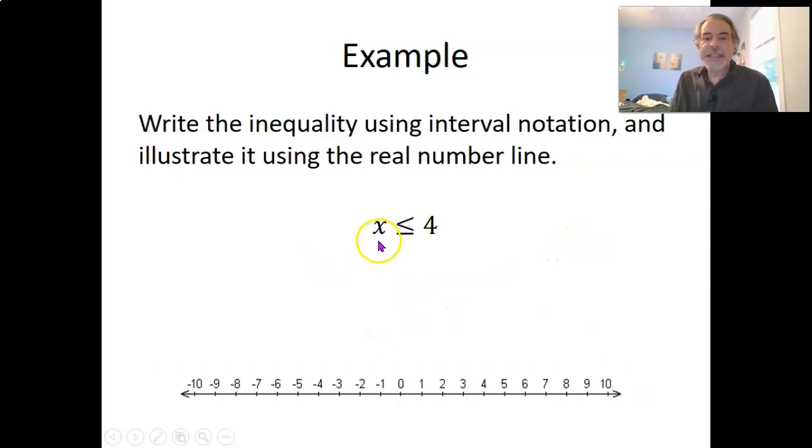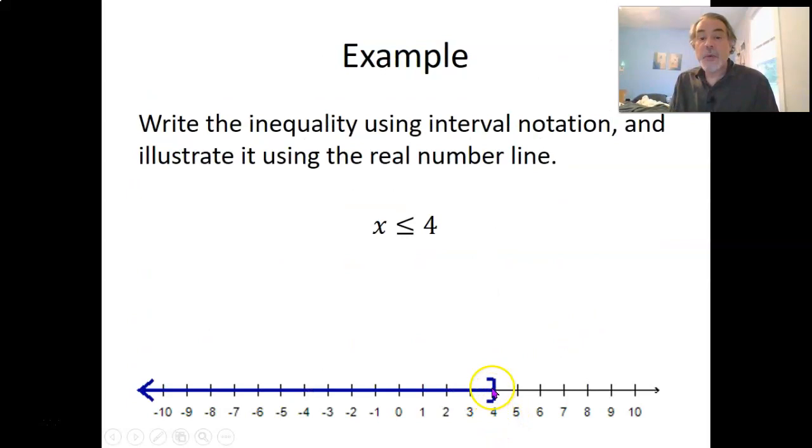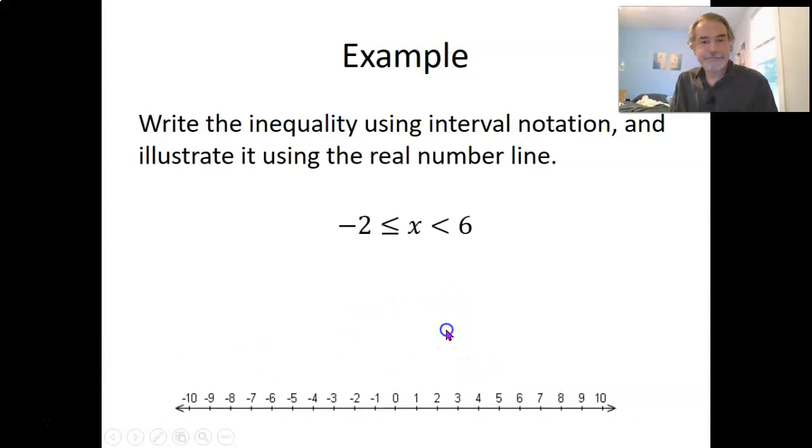What about this? X is less than or equal to 4. So here's 4. The numbers that are less than 4 would be everything over here to the left of 4. And we are including 4. X could be less than or equal to 4. So we show that with a square bracket on the graph. And this would be the interval from -infinity to 4 with a square bracket by the 4.